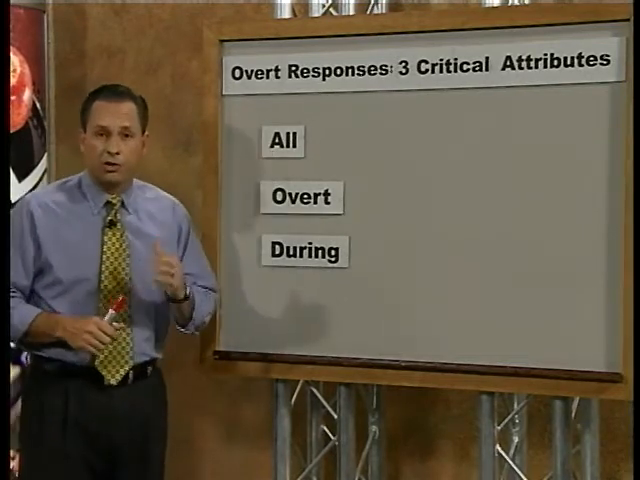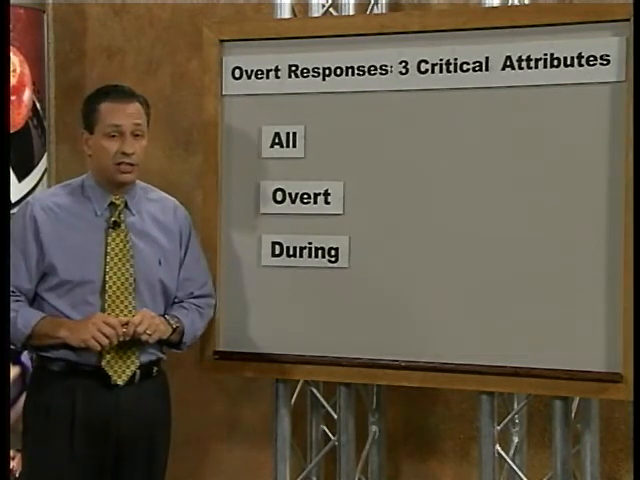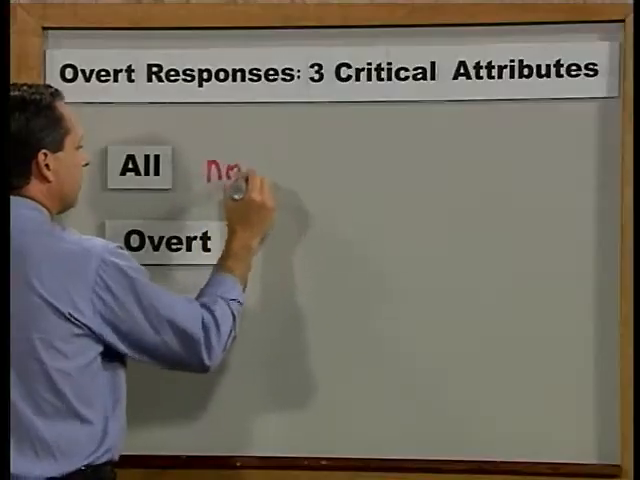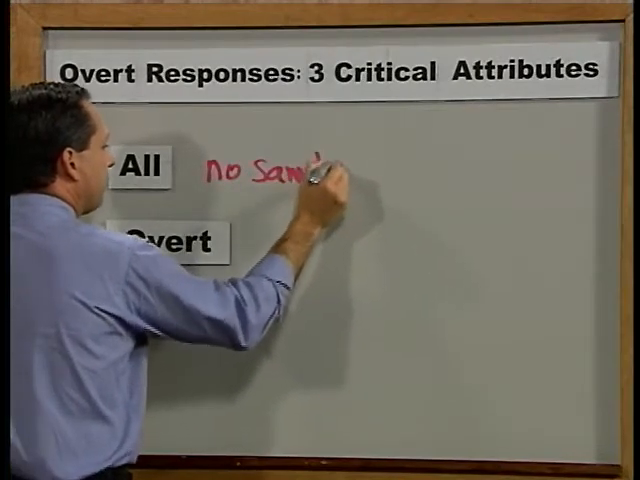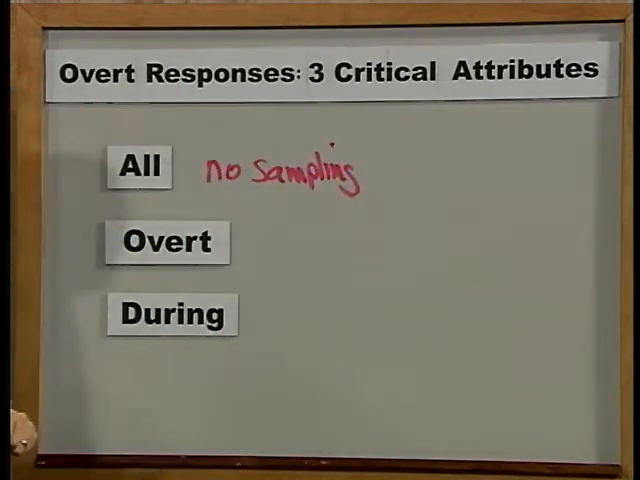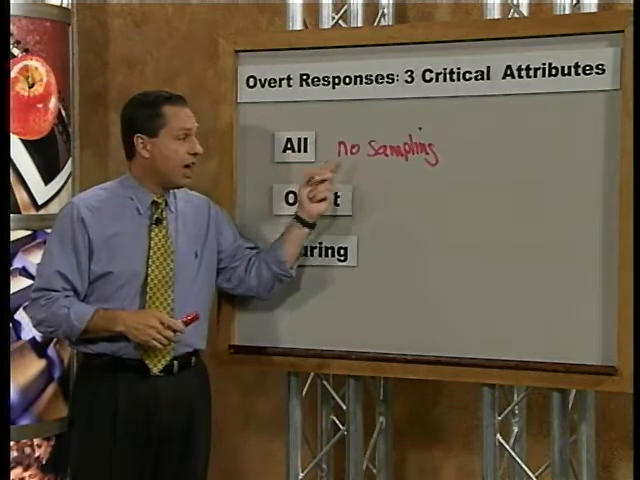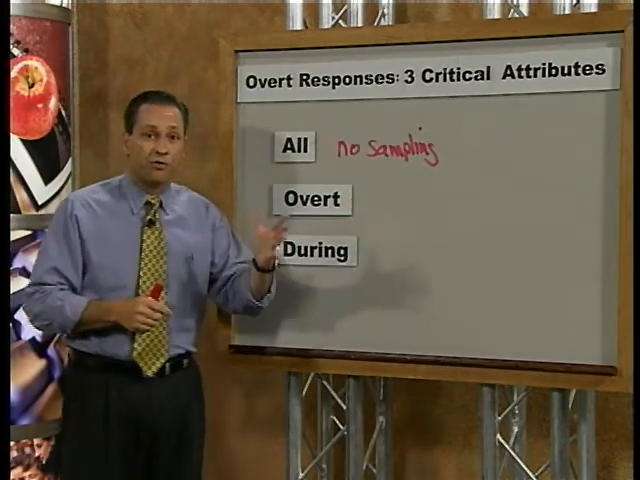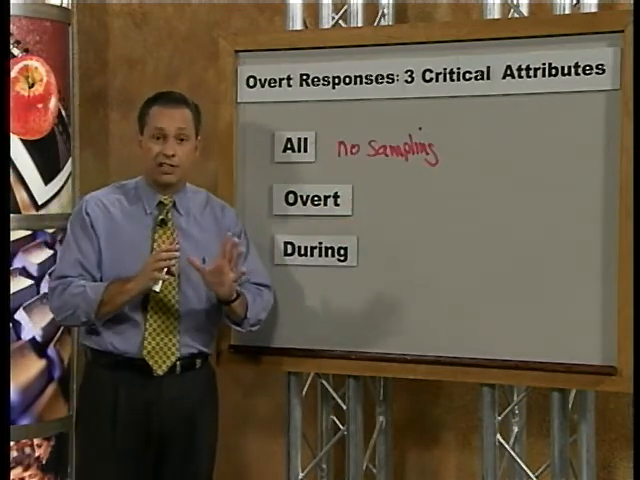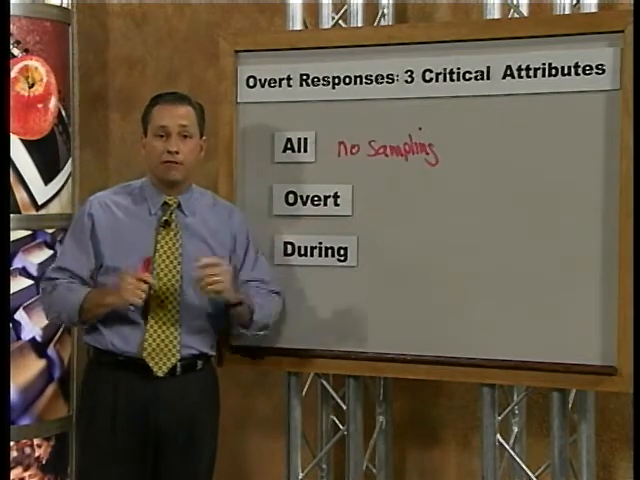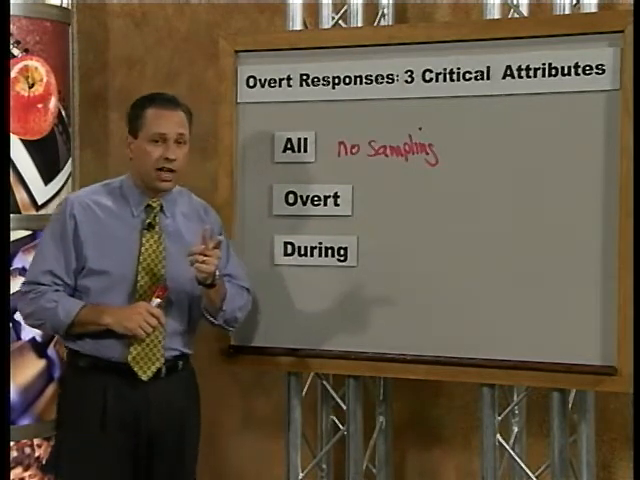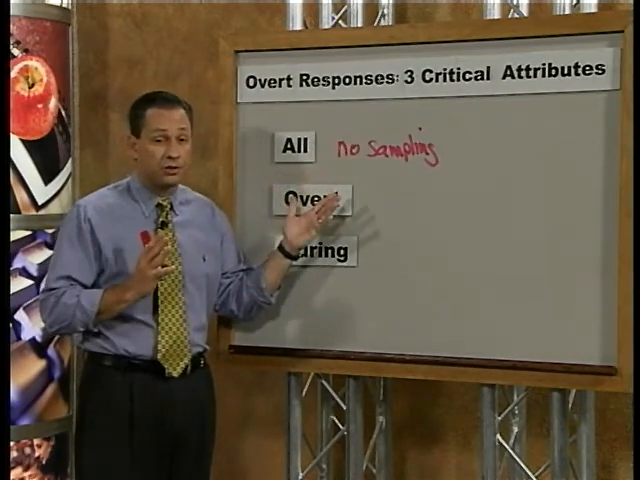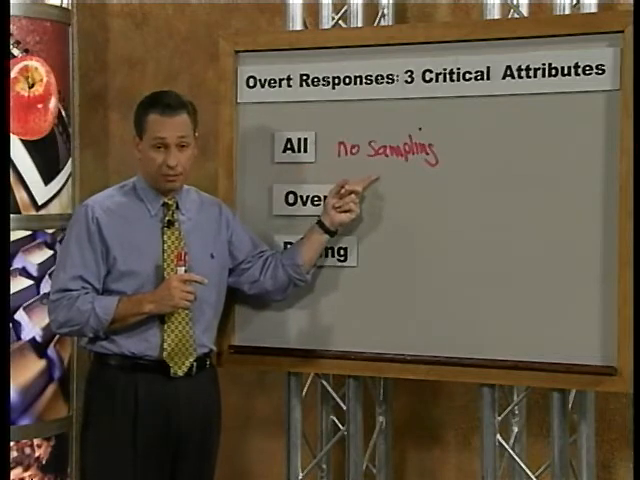All. First of all, to elicit overt responses, we have to elicit them from all the students. No sampling. You remember sampling from statistics class. Sampling means I don't elicit responses from all, I just elicit responses from some, and then I extrapolate the data. I ask 3 or 4 students if they understand. I check very carefully, and I say, well, if these understand, then probably everyone else does as well. One of the critical attributes to eliciting overt responses is we elicit them from how many students? All of them. No sampling.